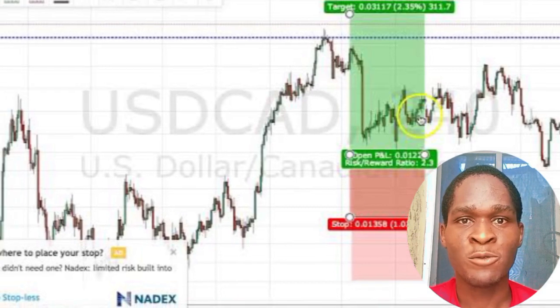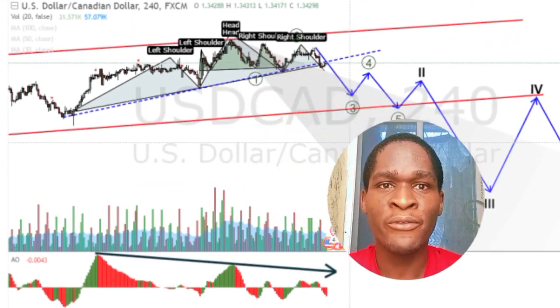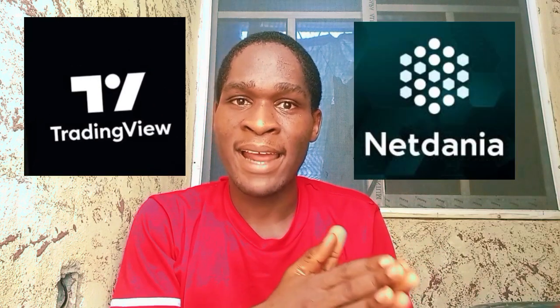The fourth one here is forex charting software. Forex charting software is crucial for technical analysis, which involves studying historical price data to identify trends and patterns that can help predict future price movements. There are various chart software options available, ranging from basic to advanced features. Some popular ones include TradingView and NetDania.